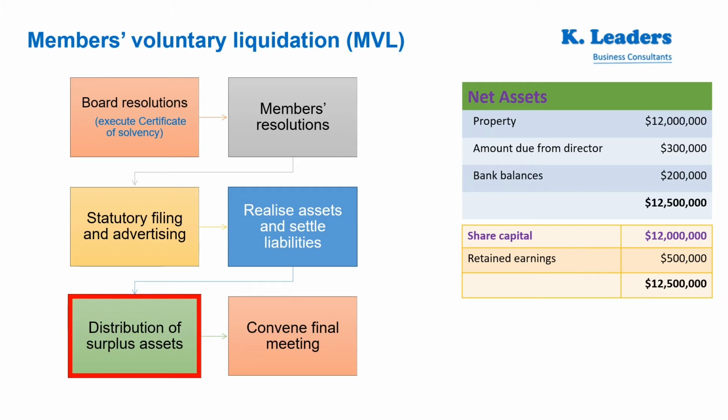Once the liquidator is satisfied that there is no outstanding matter in this liquidation, the liquidator can call the final meeting to finalize the liquidation. The notice of the final meeting must be advertised in the Hong Kong Government Gazette and give 1 month's notice. That 1 month's notice cannot be shortened in any case. Provided that there are no unforeseen circumstances, most MVL cases can be completed within 9 to 12 months.